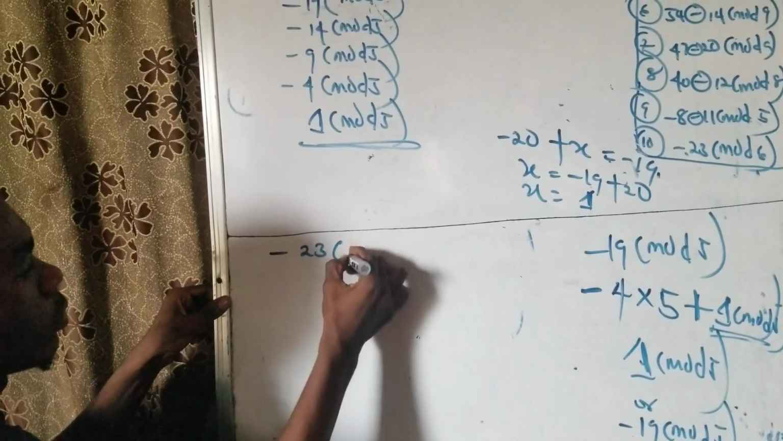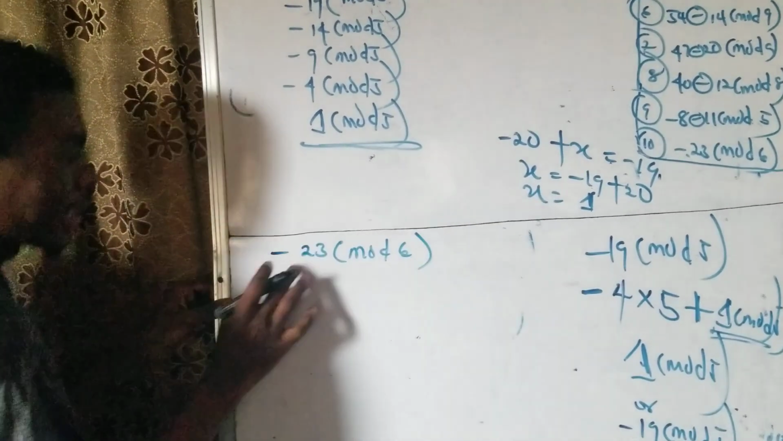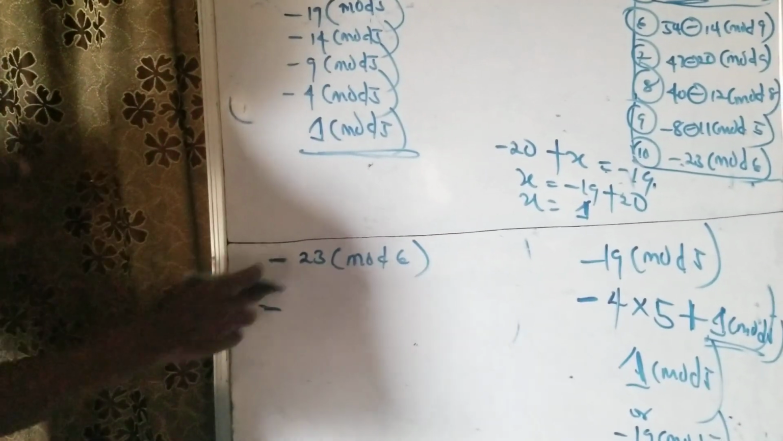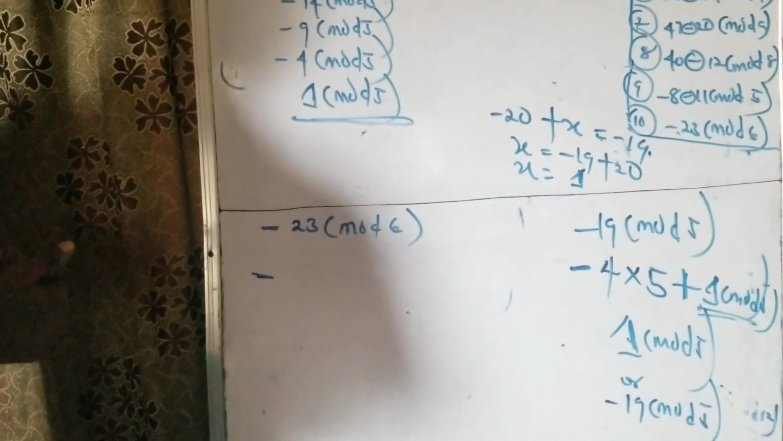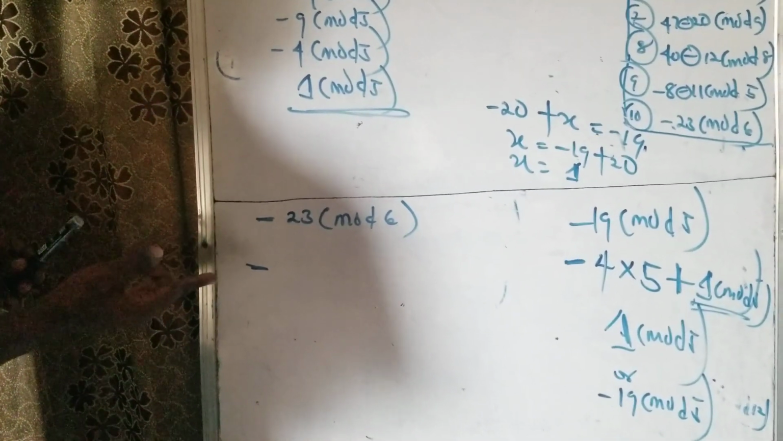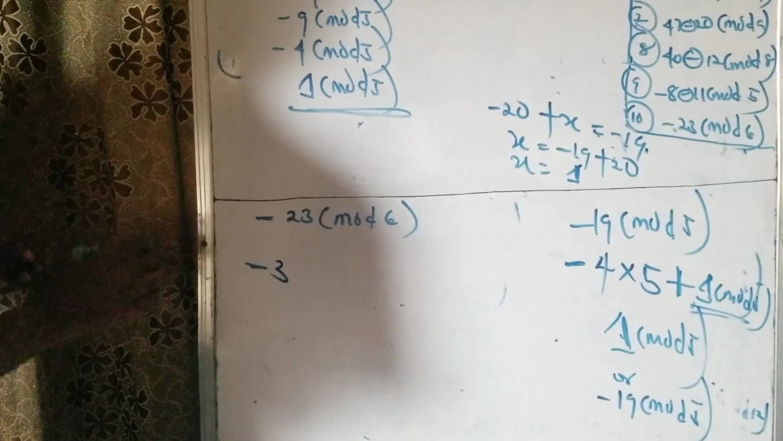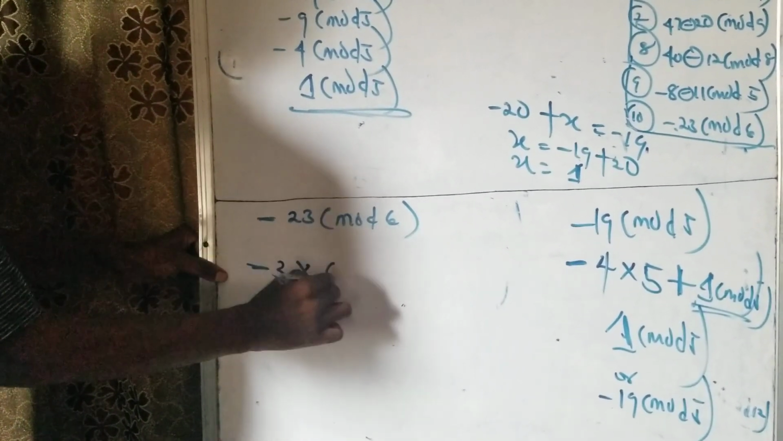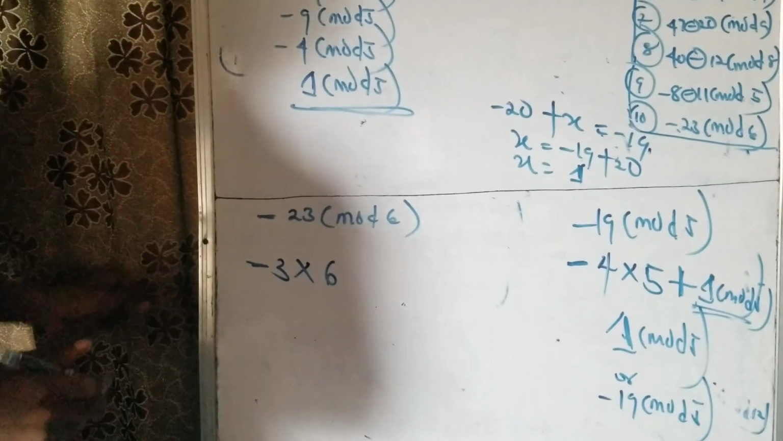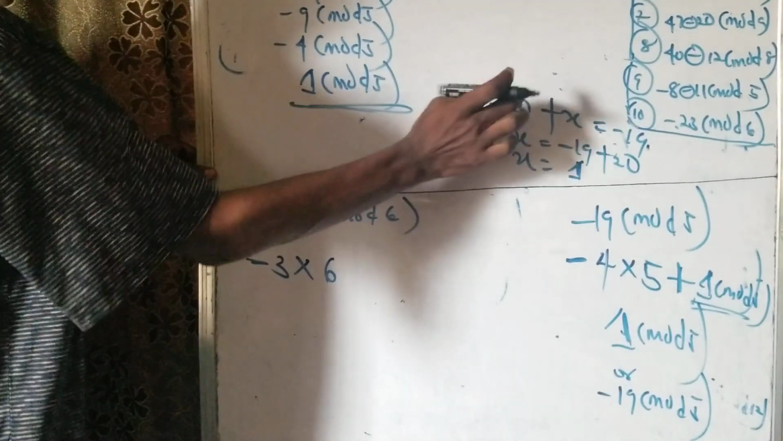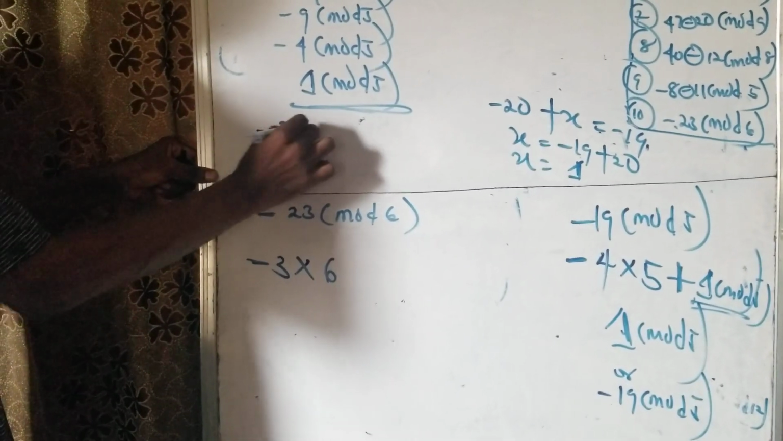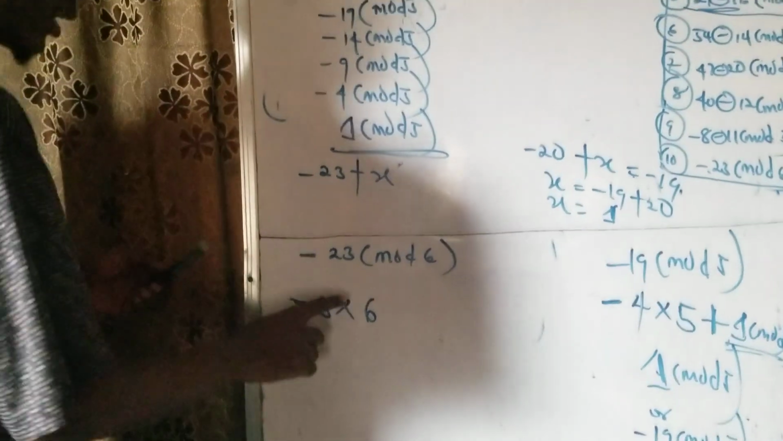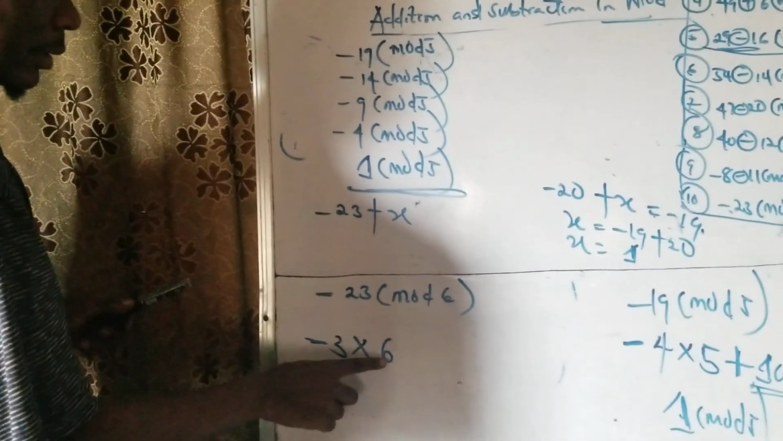Minus 23 mod 6. So before you do, you write your negative. 23 divided by 6, how many times is it going to go? It's going to go 3 times. That's 18, 3. So after writing the minus 3, you multiply it by the mode, which is 6. So minus 3 times 6, that's minus 18. So we use this method: minus 23 plus, minus 3 times 6 is 18.